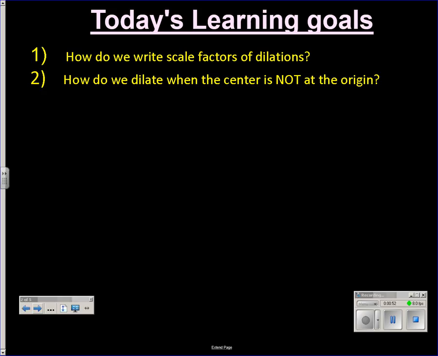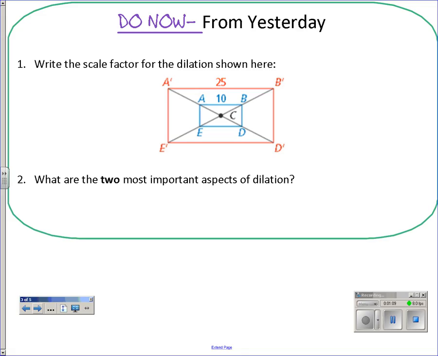All right, so let's talk about what we're going to do today. Today we're going to continue talking about similarity. We're going to talk about scale factors again, and what's different is that we're going to dilate when the center is not at the origin. So that's what's going to be a little different from yesterday. The procedures will look the same. We're still going to talk about similar concepts, but there are a couple things that are going to be a little bit different. So let's take a look at the do now.